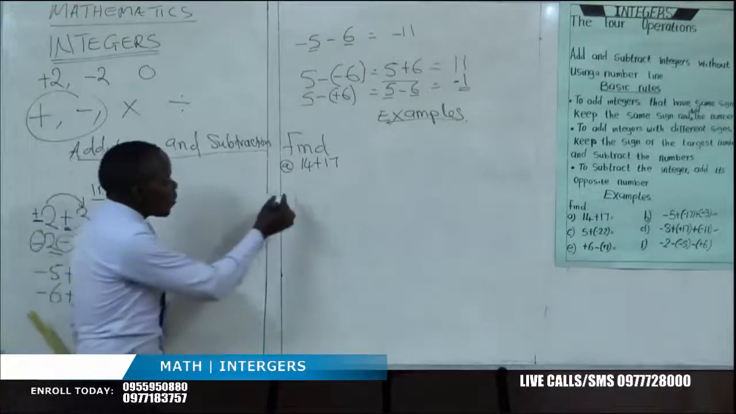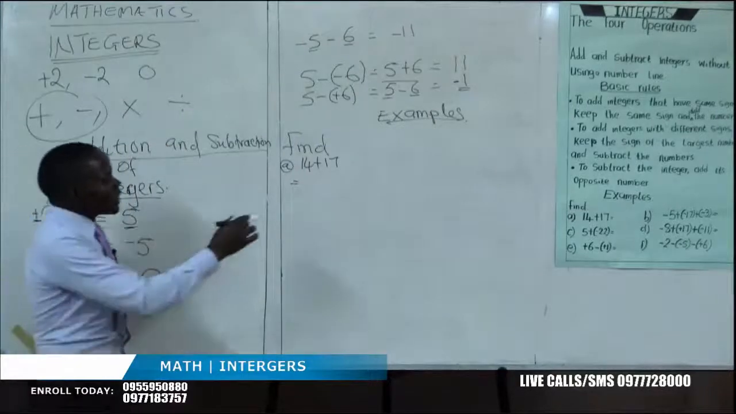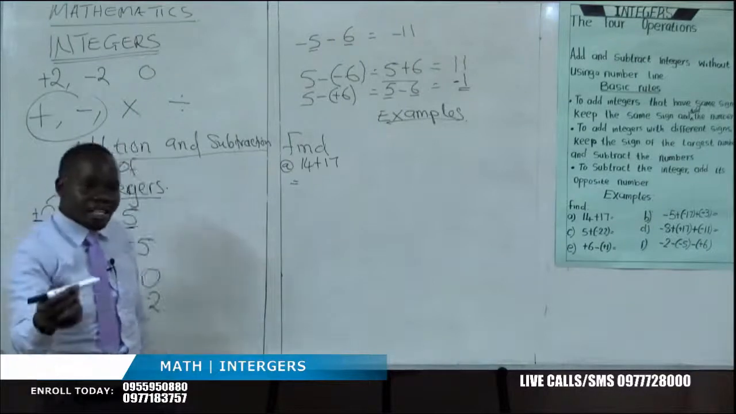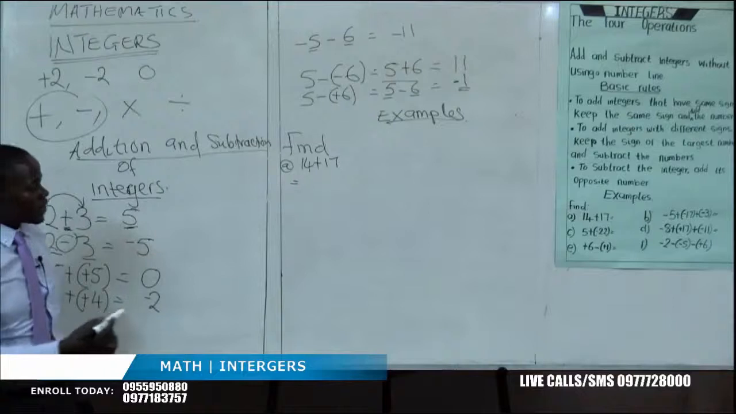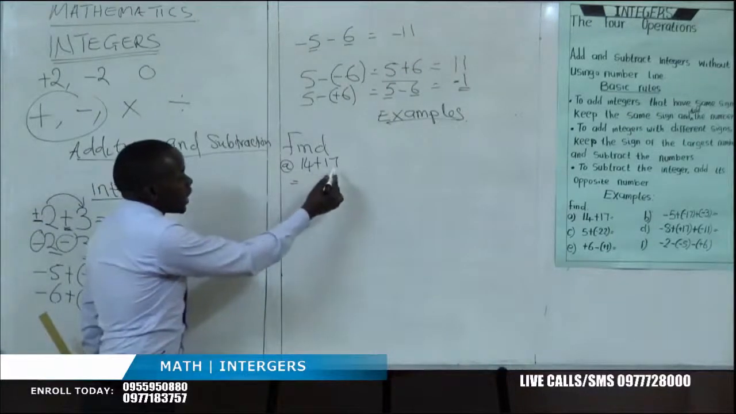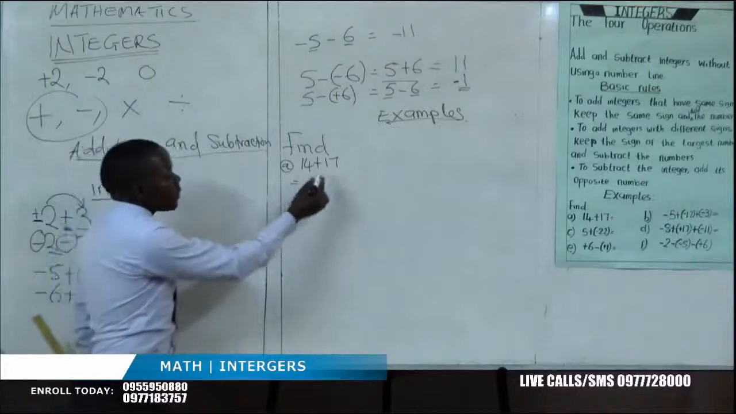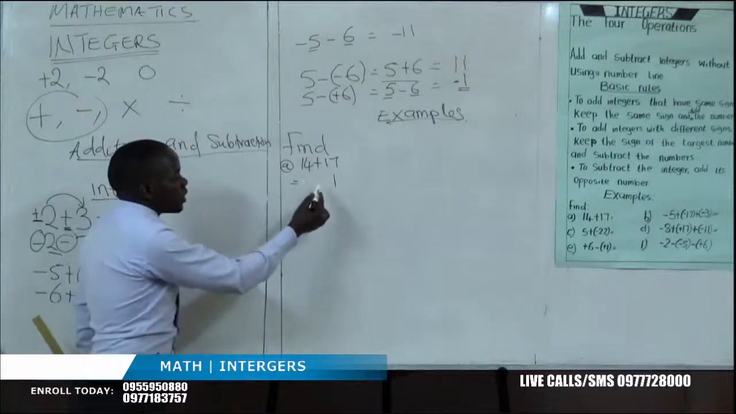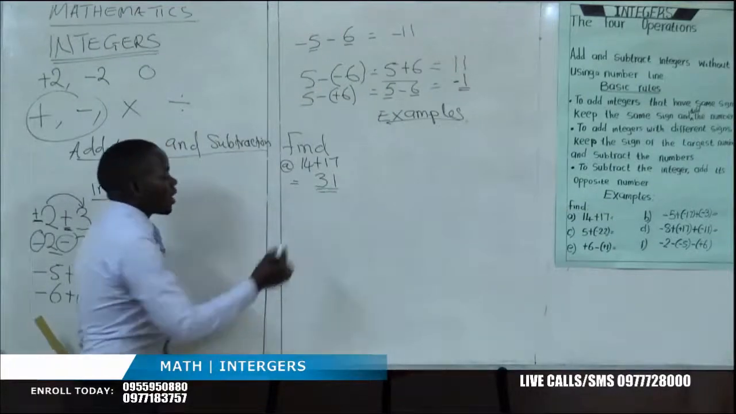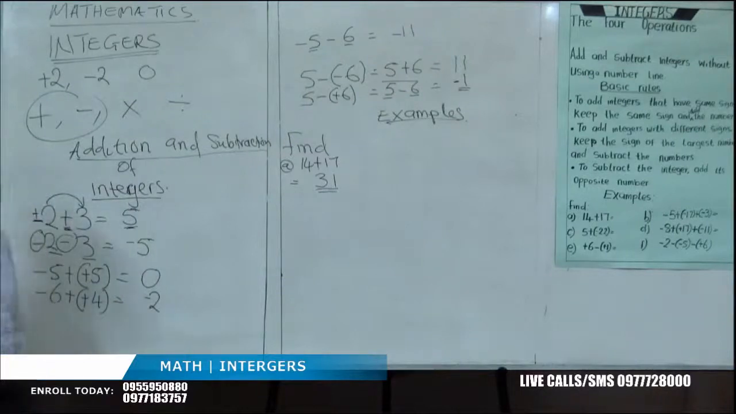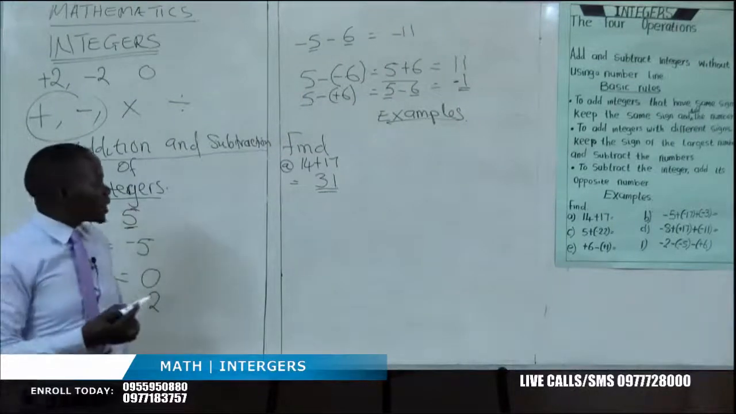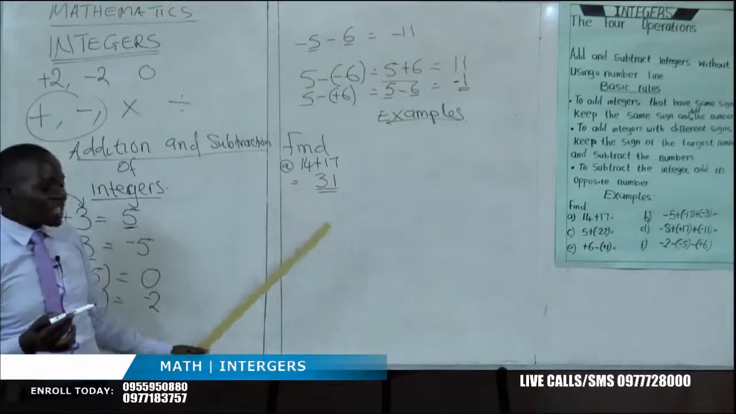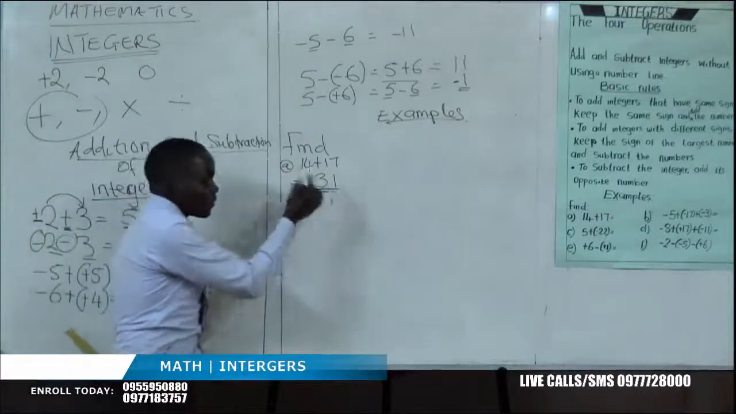So how are we going to answer it? According to that rule, we say once you have got two numbers with the same sign, you have to add and carry the same sign. So let's do it. When you add 14 plus 17. So when you add here 4 plus 7, you get 11. And when you add 1 plus 1, you get 2. Plus 1, you get 3. Now others may ask, sir, why have you not put positive or negative sign there? We know that once we have not put any sign here, just know that this number is positive. You are done.